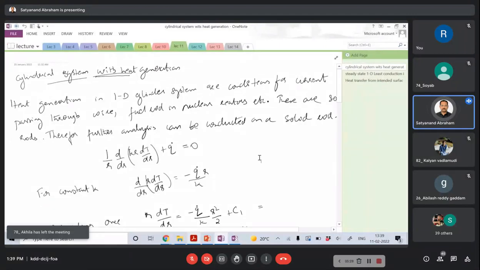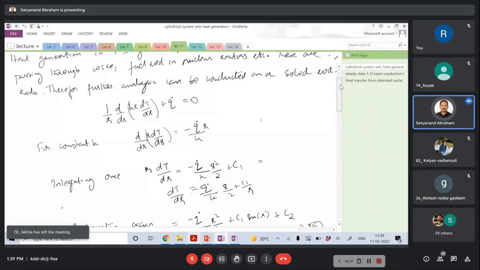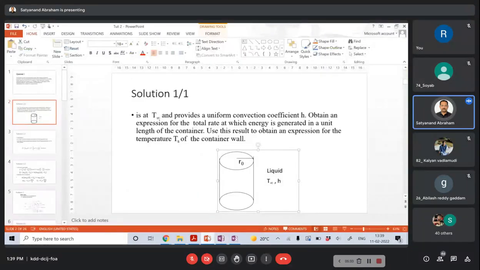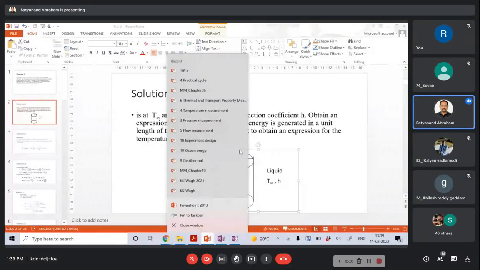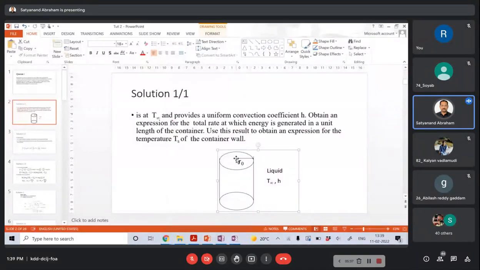So what are the boundary conditions? It is a solid cylinder, so we will have two boundary conditions, right? What is the boundary condition at the outer surface? It is the convective boundary condition. And what is the boundary condition at the center point, the center axis?